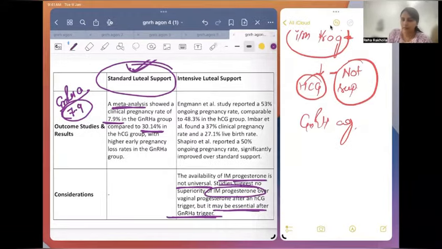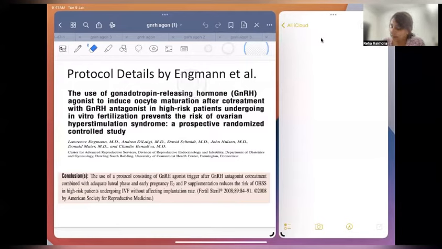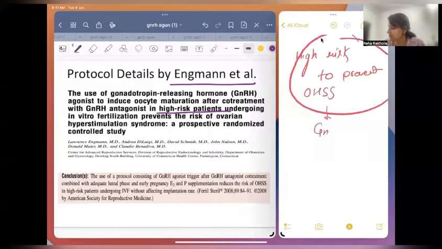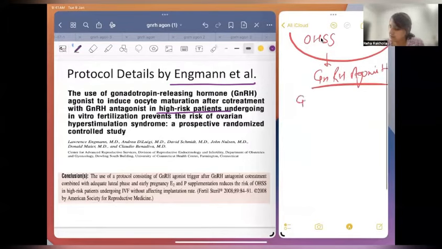We'll talk about the Engman et al. study. They studied high-risk patients to prevent OHSS. What they did was give a GnRH agonist trigger in a GnRH antagonist protocol.